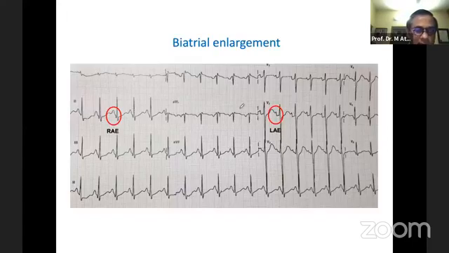Again, we can see here this is the P wave. The P wave is not normal. That is one component. In the P wave, the negative part is more than the positive part. So that is the left atrial dilatation. This is the right atrial dilatation. So ECG can also tell us about the anatomy of the atrium. This is how the ECG is used to describe the chamber size of the heart.